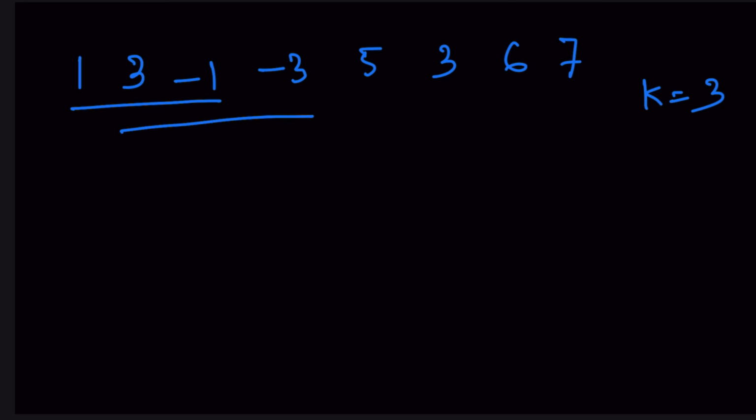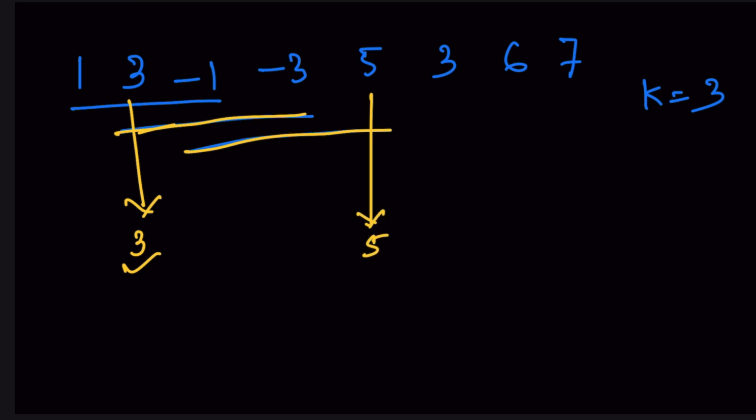So consider this is the array 1, 3, -1, -3, 5, 3, 6, 7, and k is 3. This is the first window, this is the second window, this is the third window, and so on. What is the max for the first window? This is the max. For the second window, still 3 is the max. For the third window, -1, -3, 5, the max is 5. So how do we calculate this?